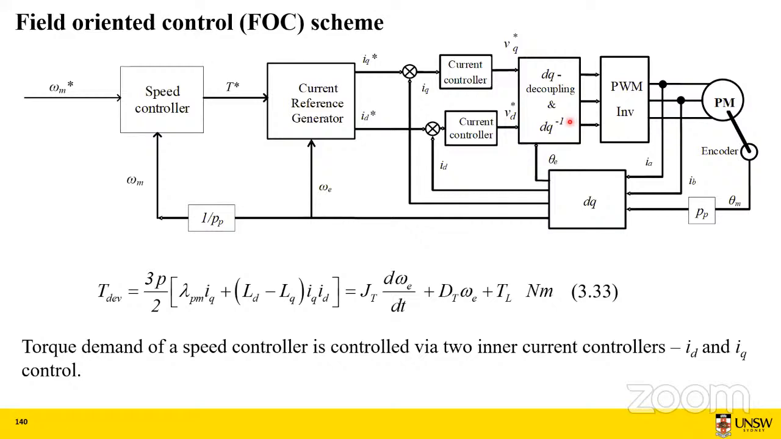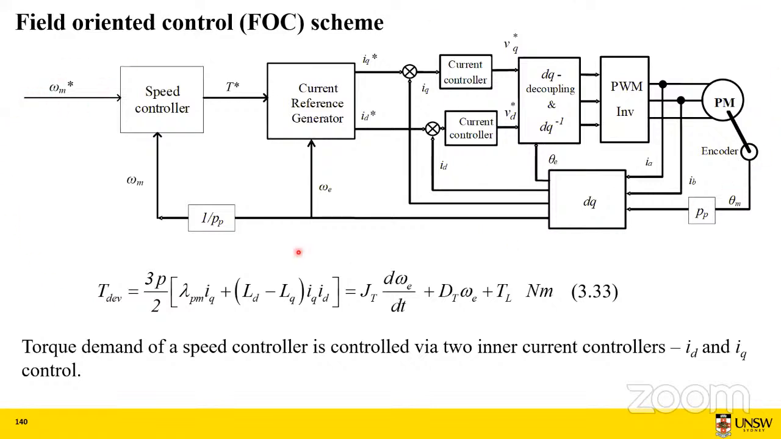And then if we apply the Park's inverse transformation, then we will get VA, VB, VC, the reference voltage at the output. And that reference voltage then can be applied to a sine PWM generator, which will produce the pulses for our inverter. And the output of the inverter will be the required voltage and current to produce this torque, which will drive the motor at the speed.